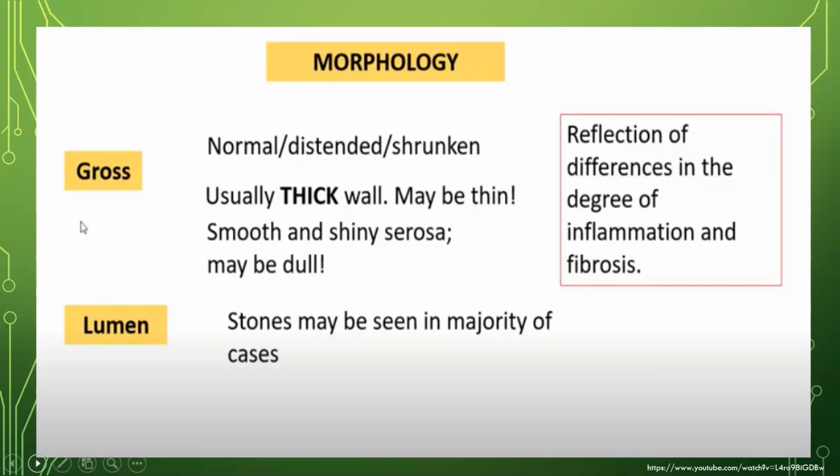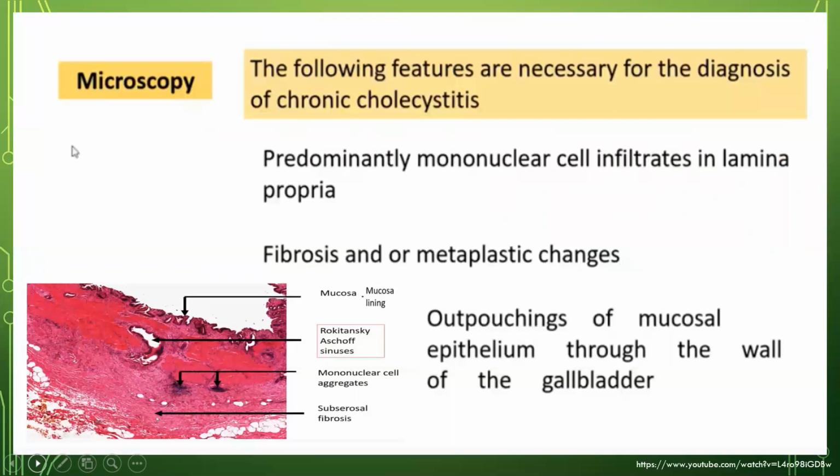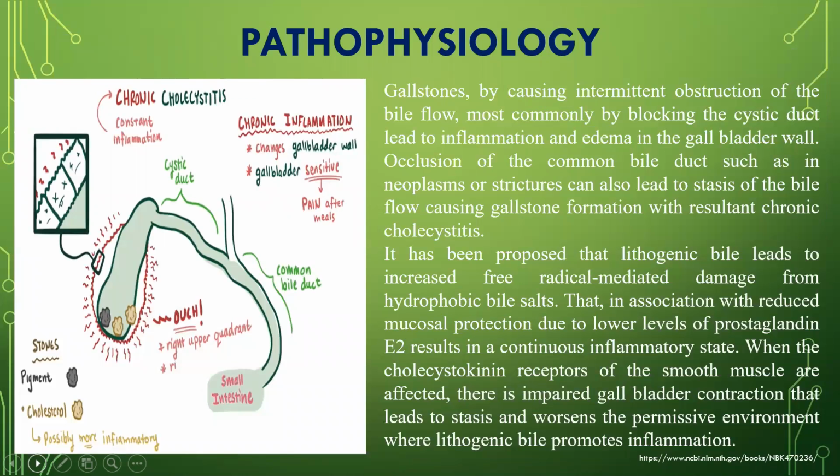Also, with a more long-term course of chronic inflammation, chronic cholecystitis will be more visible and symptomatic. Microscopically, the following features are present. It's predominantly mononuclear cell infiltrates in the lamina propria, fibrosis or metaplastic changes, and Rokitansky-Aschoff sinus appearance, a portion of the mucosal epithelium through the wall of the gallbladder.